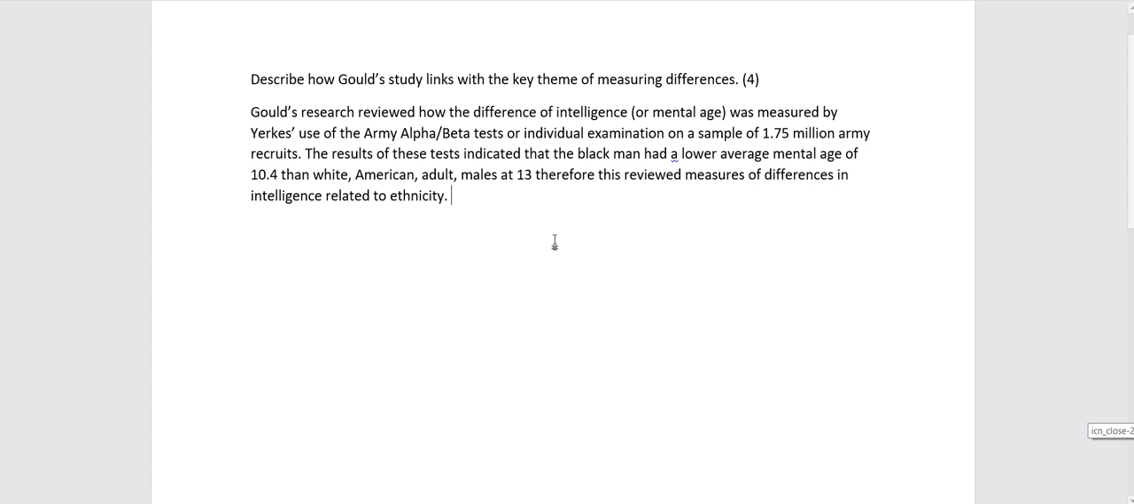So again, just to clarify where those marks are coming from, I'm getting 1 mark here. I am getting 1 mark here. I'm getting my 3rd mark here. And I'm getting my 4th mark here.